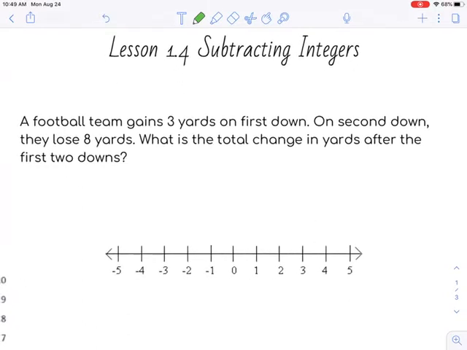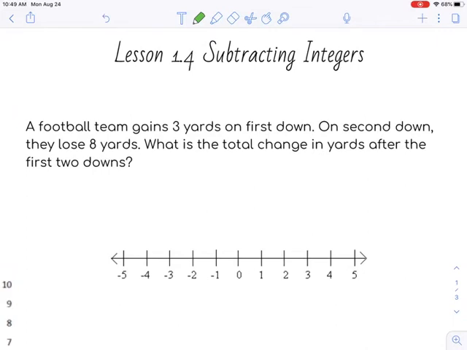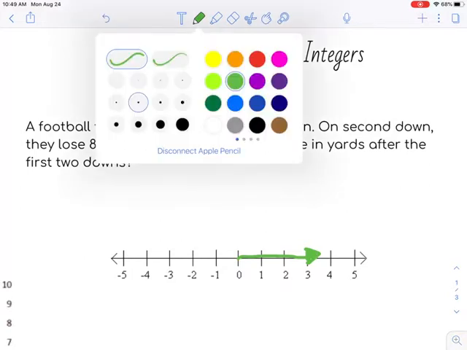So I put a number line that we're going to use to solve this problem. First, we're going to start with they gained 3 yards. So on our number line, we're starting at 0. They're gaining 3 yards. That's positive because it's something that they're gaining. So we're going to go over to positive 3. So that's after their first down.